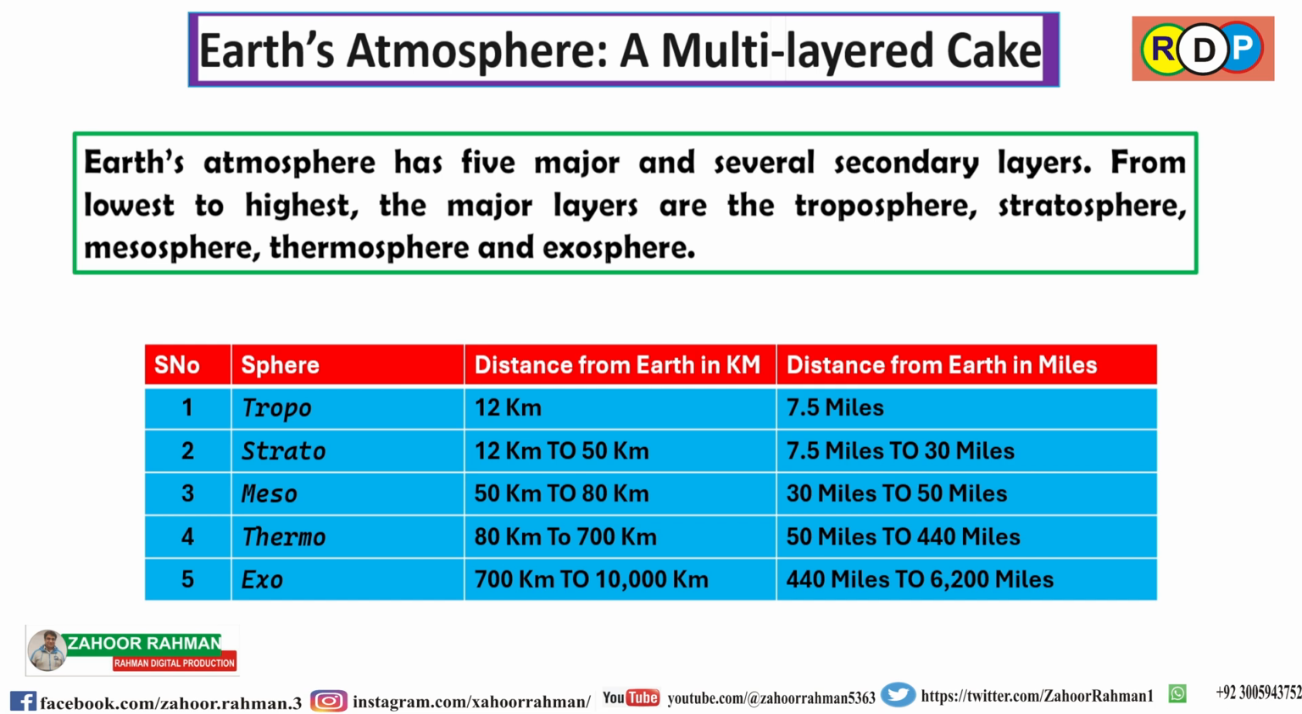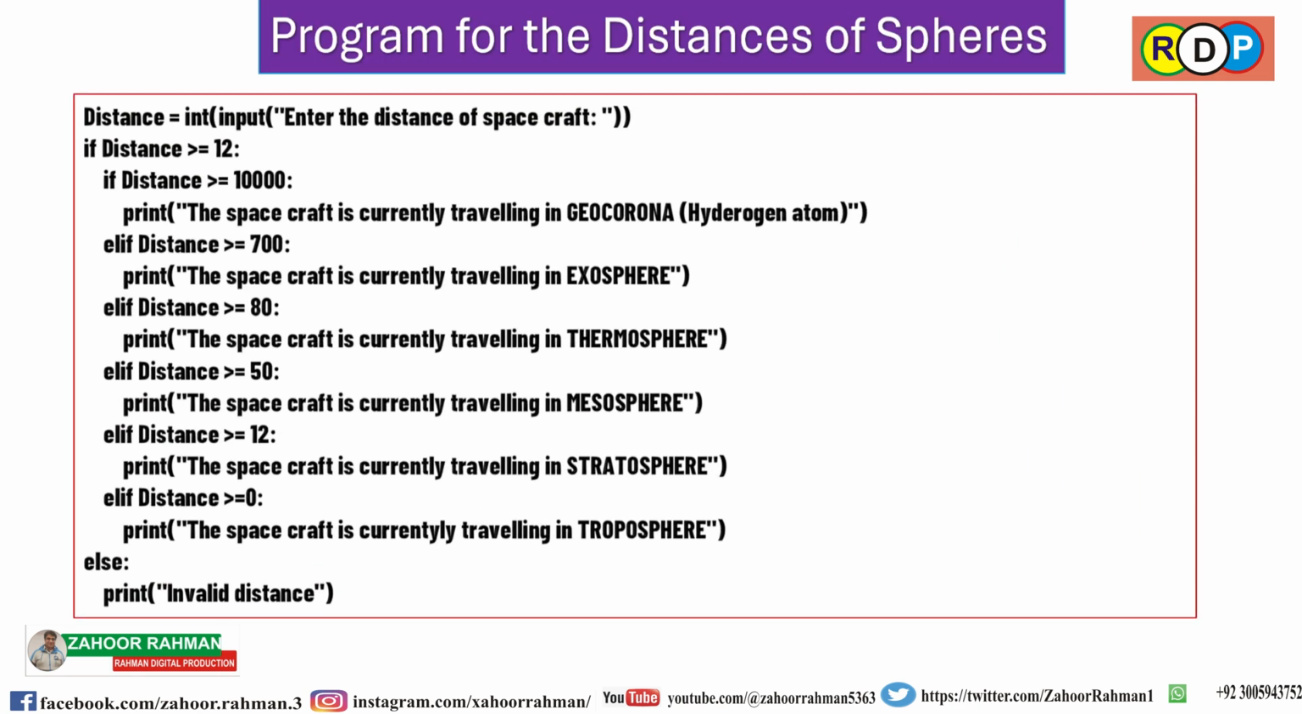We will ask the engineer what the distance is right now from the earth of that spacecraft. So we will use distance as a variable and we will store whatever distance is entered by the scientists or engineers. Let us study this program. So here I am saying distance and input, enter the distance of spacecraft. The data will be provided by the space engineers.